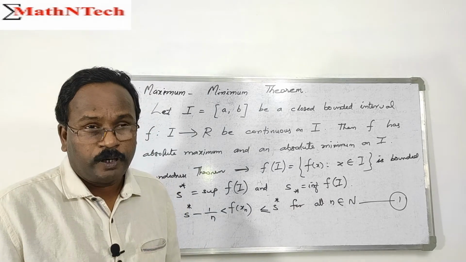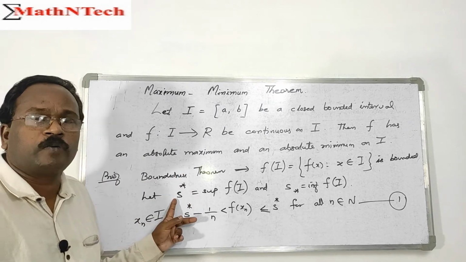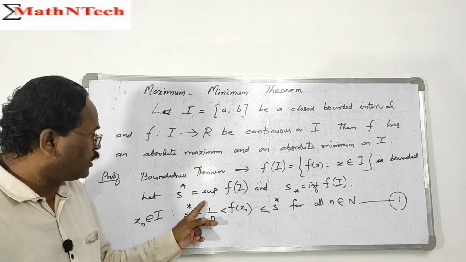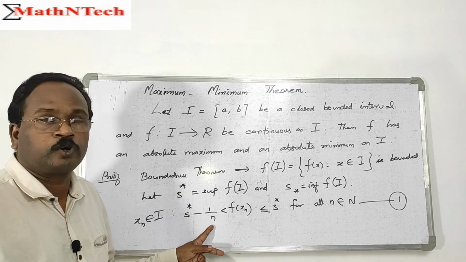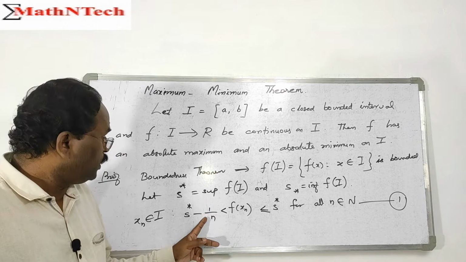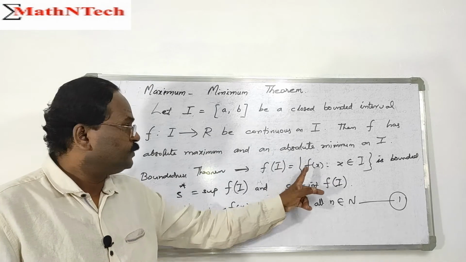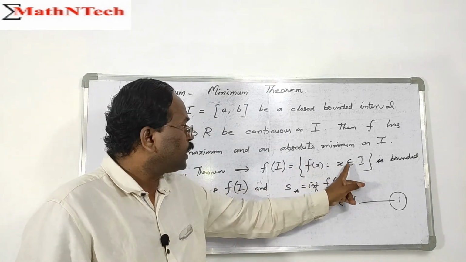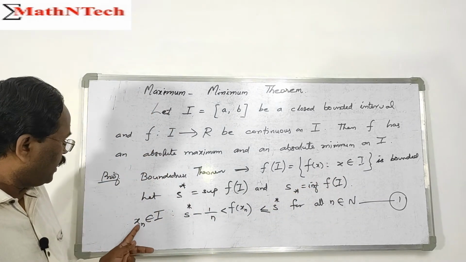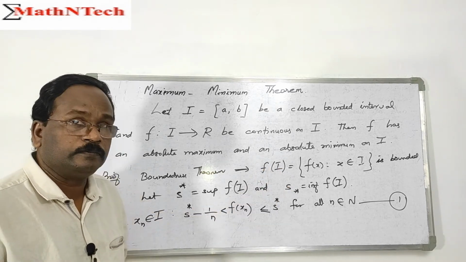Again, the supremum property. S star is the supremum means it is the least upper bound. It is the least upper bound implies S star minus 1 by n is not an upper bound for any n. It is not an upper bound means we can find an element in the set f of I, f of x with x element I. So take xn element I, f of xn. So we can find xn element I and f of xn in the set f of I.